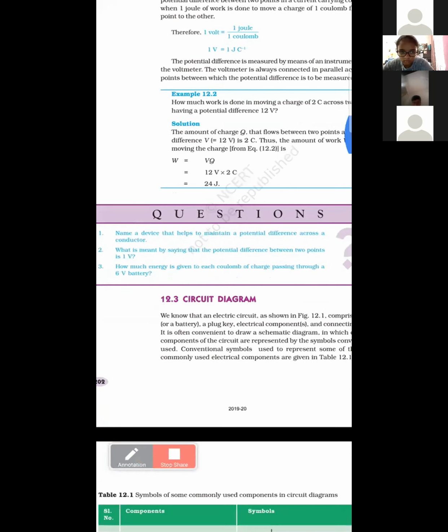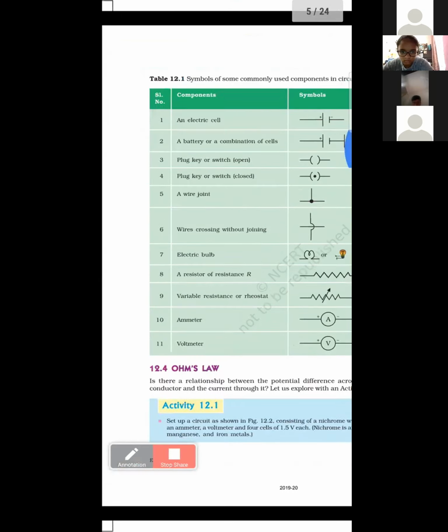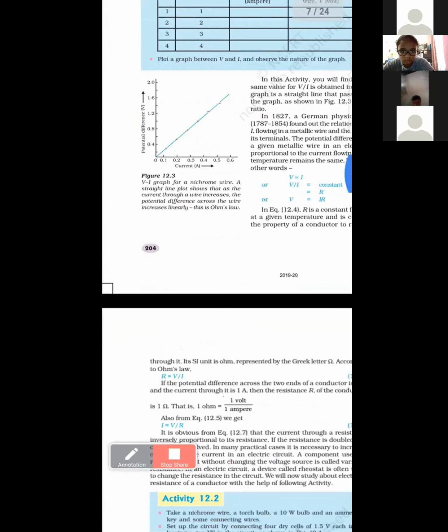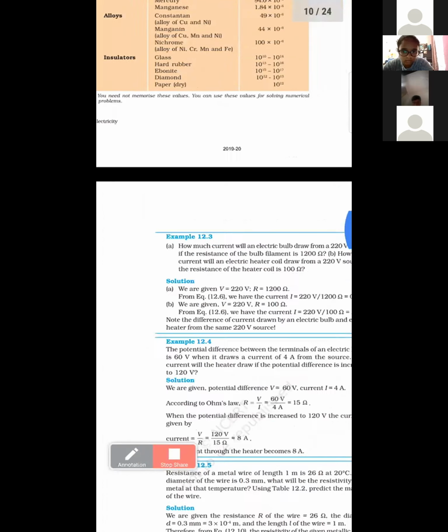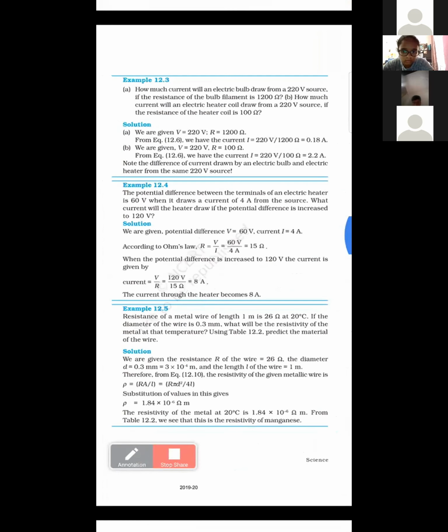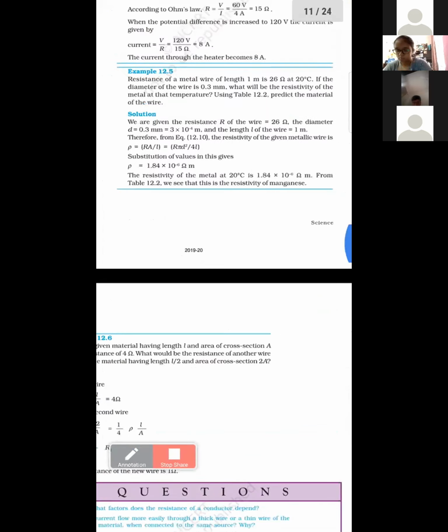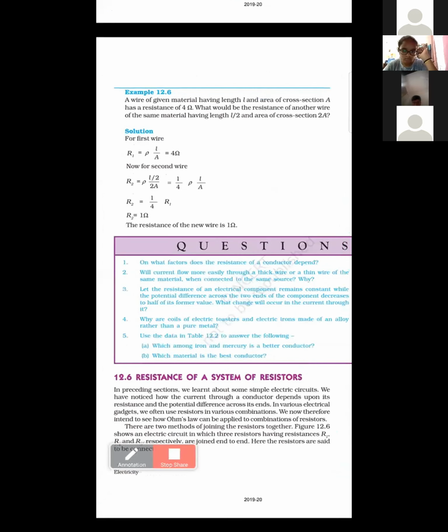Ma'am, till how much do we have to do in the notebook? That's what I'm just telling. Go down there, these three questions I have not taught as they are the last part of the chapter. Then come to the next one. This is Ohm's law. These examples, you can just go through them. Example number 12.3, 12.4, 12.5. Then look at 12.6 also; these 4 questions also you can do.